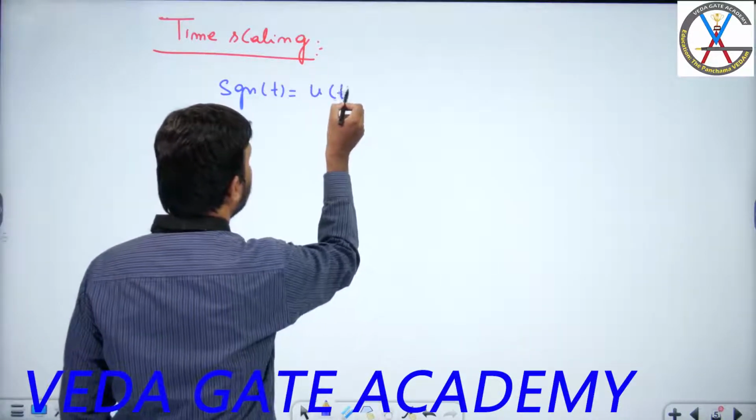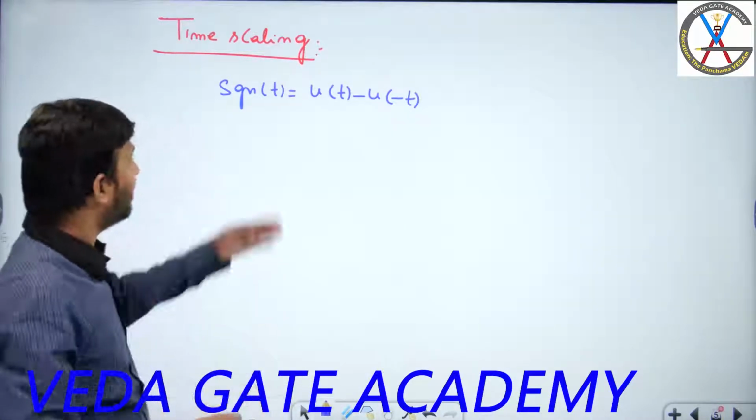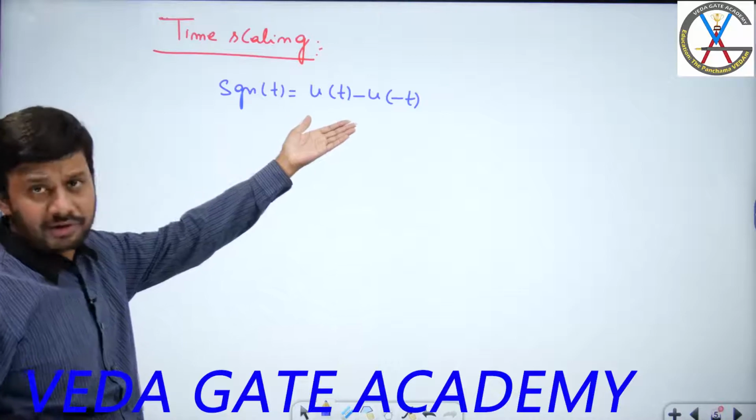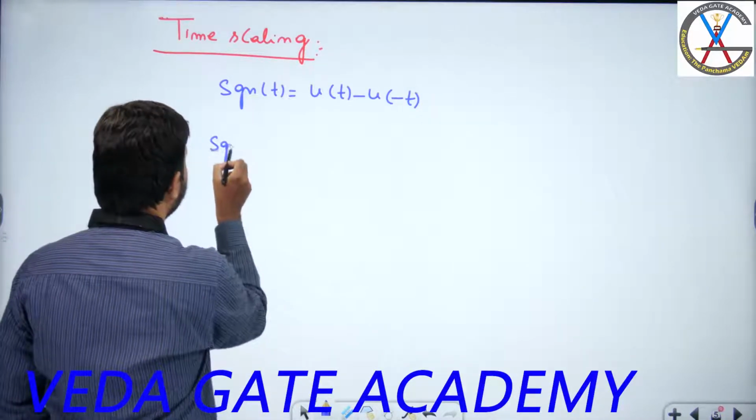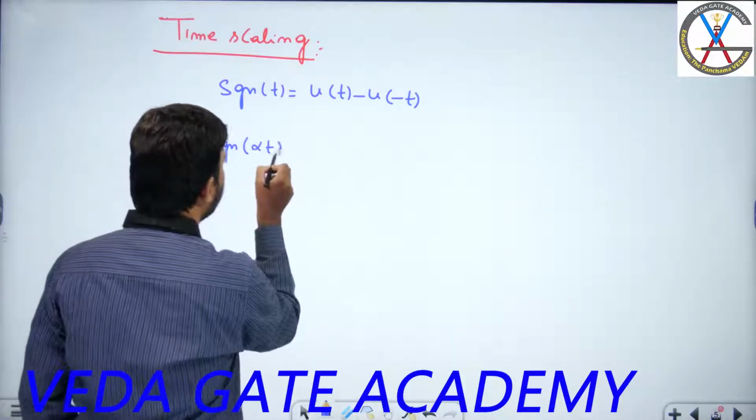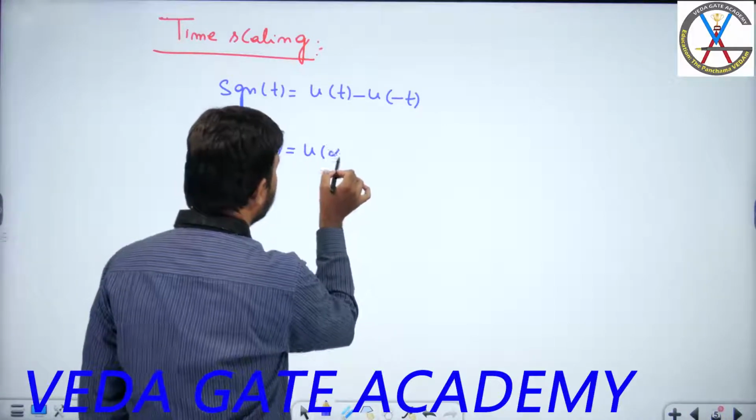U of t minus u of minus t. Agree? Alright, from the first observation we got this one only, right? Now, scaling. What happens if I scale this signum t by alpha? Signum of alpha t. So, replace t with alpha t.